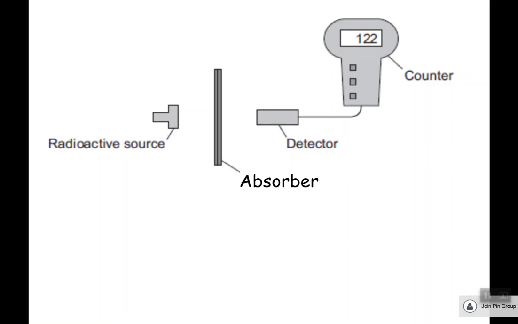So, typical question you'd get is that you will get a radioactive source and you will have a detector. Detector, oh come on, that's not a detector, that is a Geiger tube, and that is a Geiger counter.